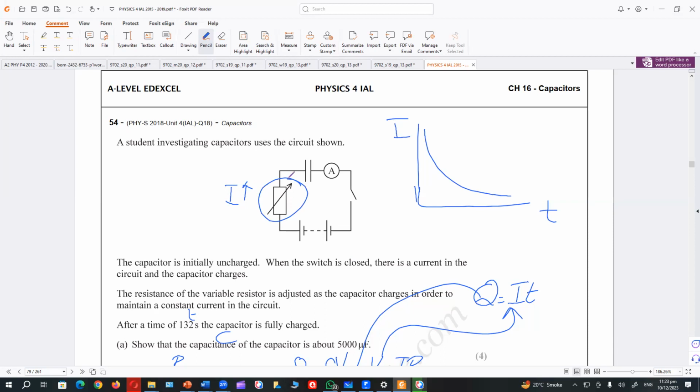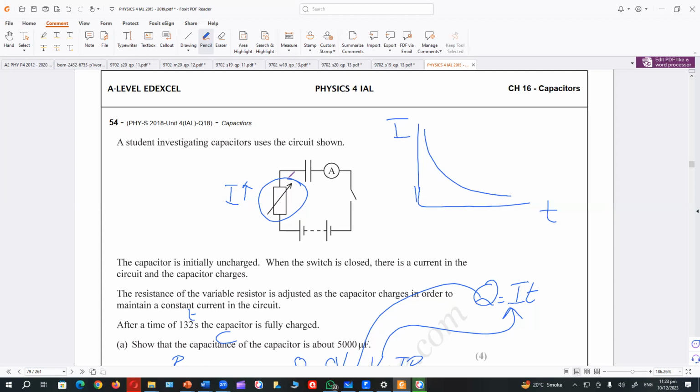Rheostat, decrease the resistance. Resistance and current are inversely proportional. When you increase resistance, current decreases.